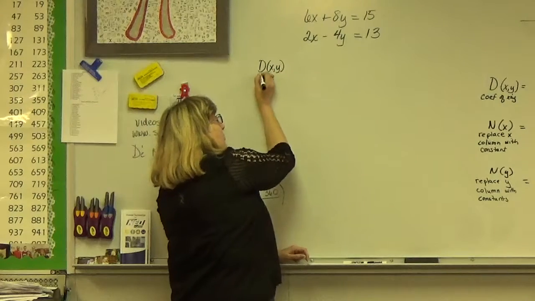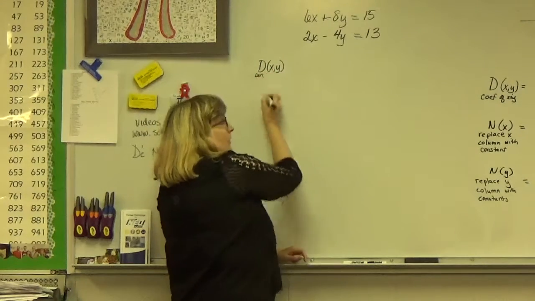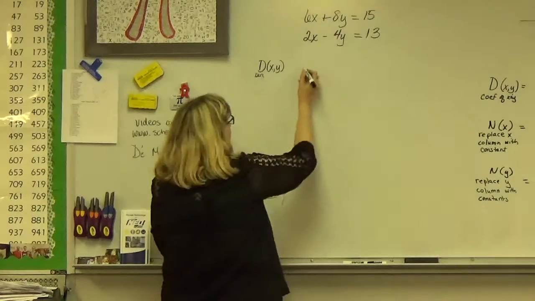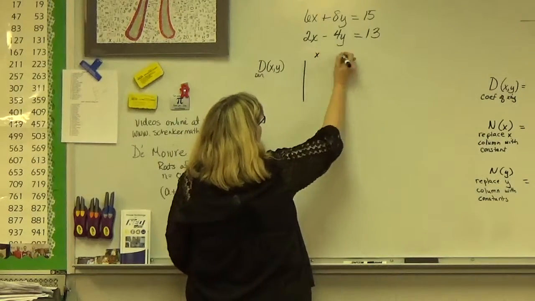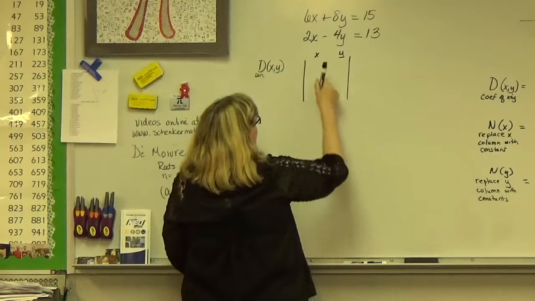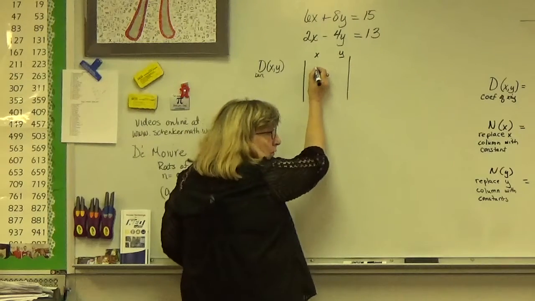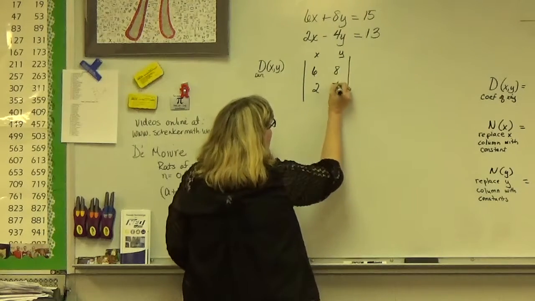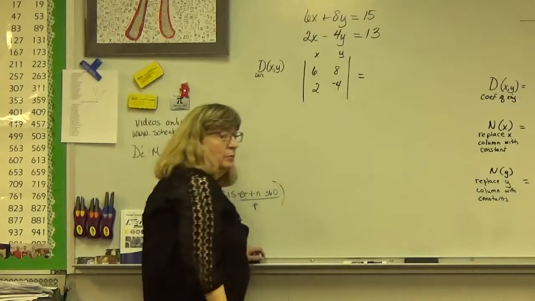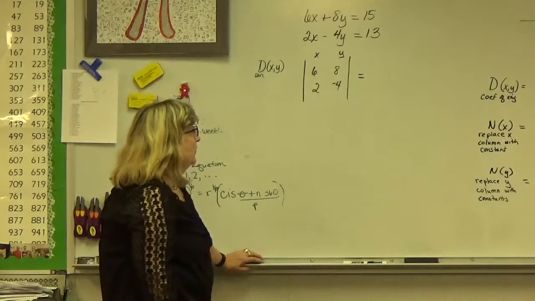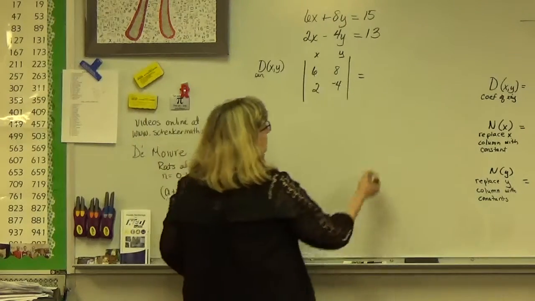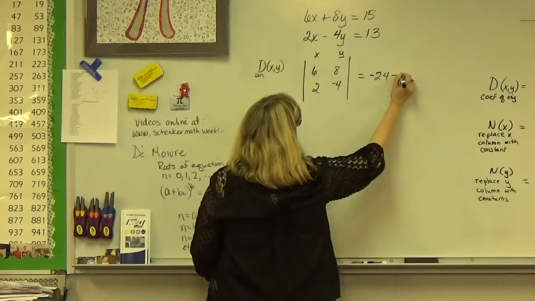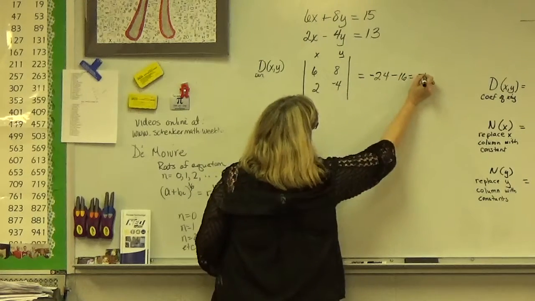Now my D stands for the denominator, so just remember denominator. The denominator for both x and y is found by writing the coefficients of the x's and y's. So the coefficients of x are what? 6 and 2. Coefficients of y? 8 and 4. Then we evaluate the 2 by 2. So Robert, what would you have for that evaluation? Negative 24 minus 16 equals negative 40. Okay.